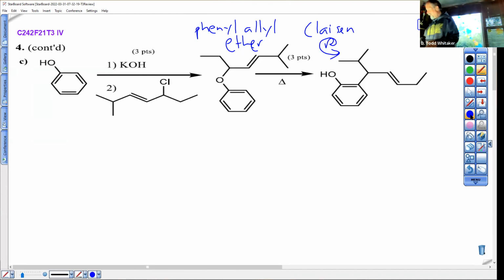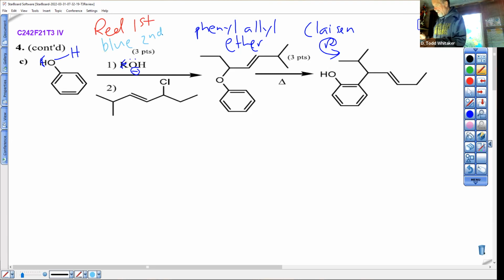We're going to do this one in part D in the same video because this one's kind of short. Scribble off the H, scribble off the potassium, put a lone pair and a minus. Get our red first, blue second going. And here goes acid base to generate an anion. Anion with a lone pair.